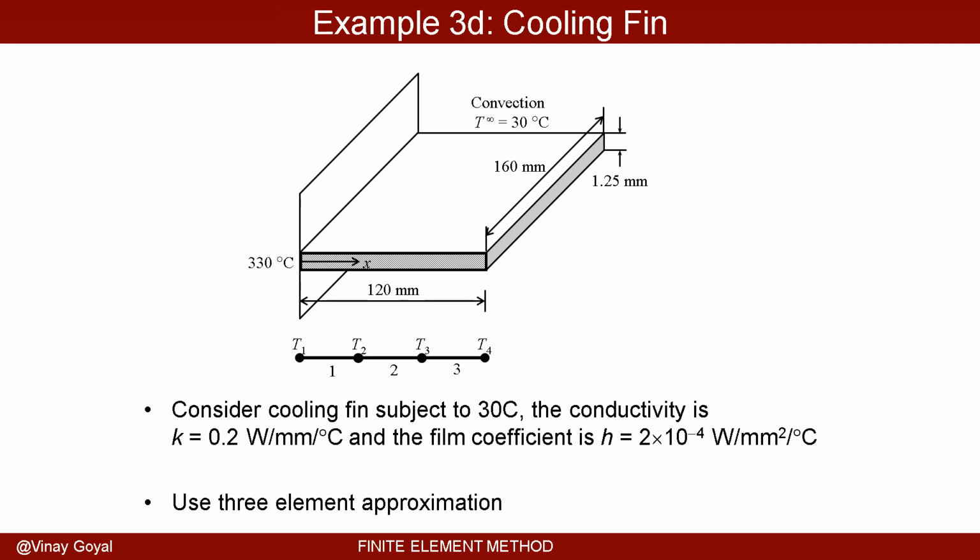So here I give you the boundaries of the problem, the geometry, and the conductivity. The conductivity is given here. The heat transfer coefficient is given here, of how efficient you are at losing heat or gaining heat to the environment. The environment is 30 C. I'm going to divide the domain into three pieces, three elements, and I'm going to set the temperature on the left-hand side to be 330. So let's use a three-element approximation.